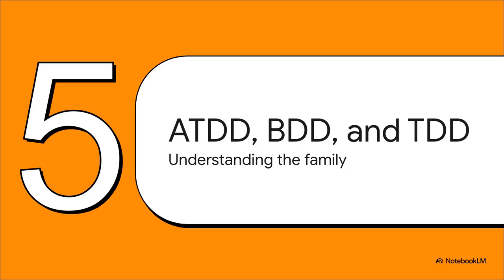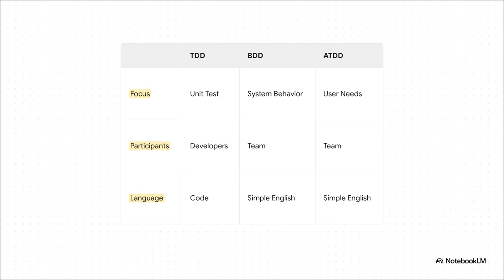Now, you've probably heard a few other three-letter acronyms thrown around, like BDD and TDD. They're all part of the same family, so it can get a little confusing. Let's quickly clear up how they all fit together. Here's the easiest way to think about it. TDD, or test-driven development, is really a developer's tool. It's focused on the code at a very low level to make sure the individual components work correctly.